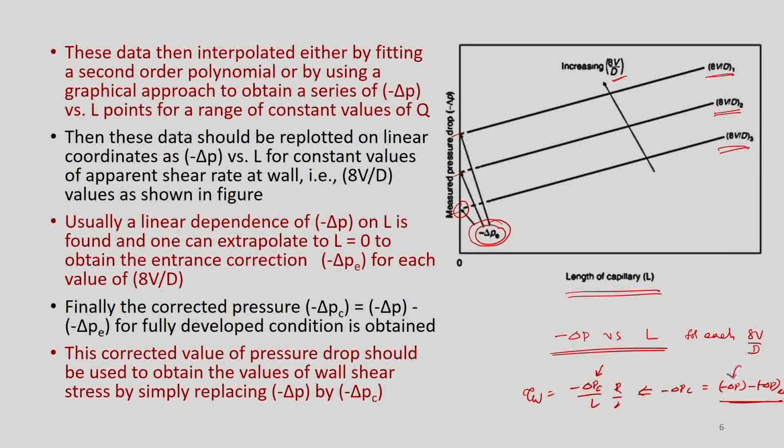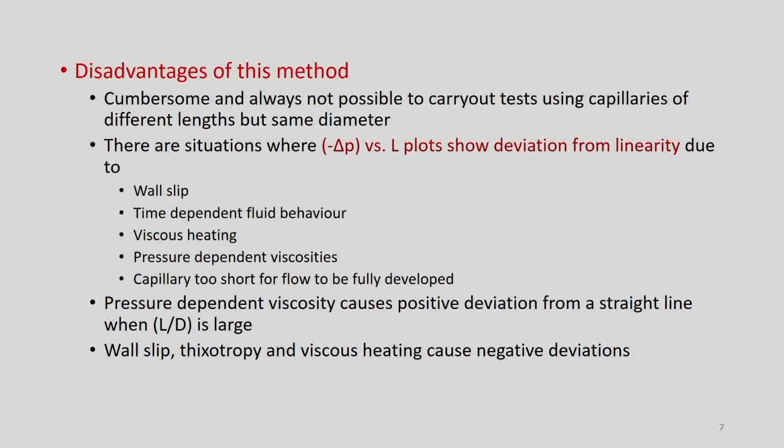Whatever experimental pressure drop is there, it shows more pressure drop compared to the fully developed condition pressure drop. So, how much more? This minus delta P E value is the additional value. This additional pressure drop has to be subtracted, and that gives the corrected pressure drop, which should be used in the shear stress expression. Now, we will take an example on this problem so that we can understand better, but before going to the example problem, let us see the possible disadvantages of this method.